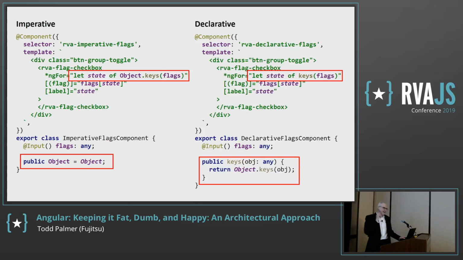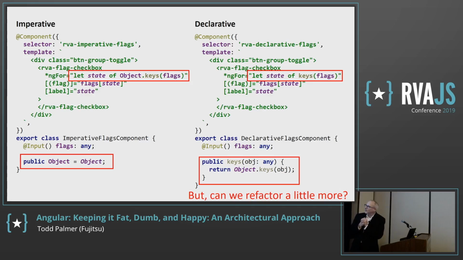All right, so a more declarative way to do this is to have a keys function in your component, and now simply the component handles that, and your template doesn't need to know exactly how the keys are found, right? So in this case, the template is saying what it wants. It's not saying exactly how to get it.